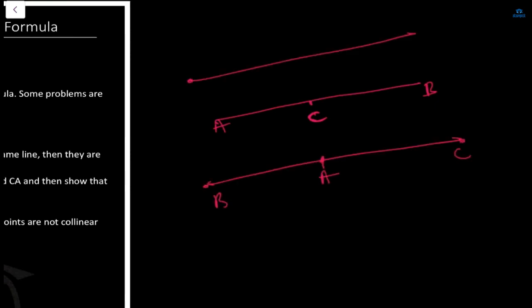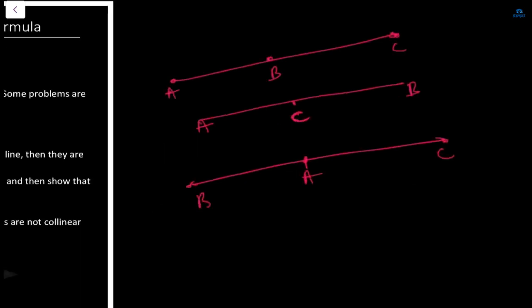For all the 3, different formulas will be there. A, B, C. If we are talking about the first one, how you are going to check the collinearity will be the same. You are going to find the distance between all the 3 points: the distance between AB, then BC, and then AC.